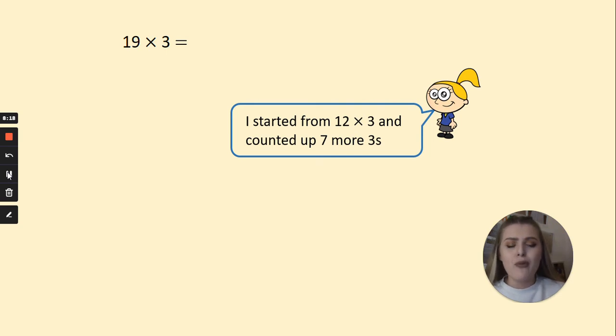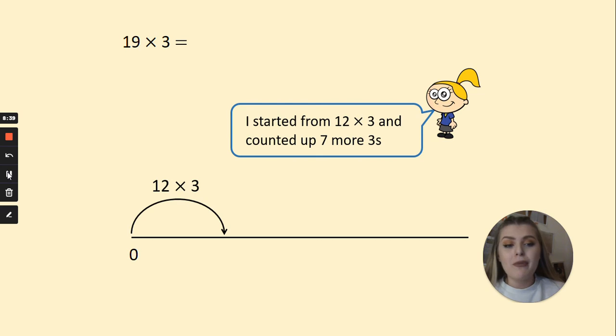I started from 12 times 3 and counted up 7 more 3s. She's given us an idea of where we can start on our number line. Rather than counting up each tiny little jump of 3 and doing it 19 times, she's going to do one big jump at the beginning with her biggest multiplication of 3 that she knows, which is 12 times 3. So we get our number line. We're going to do that big jump first, 12 times 3, which is 36.